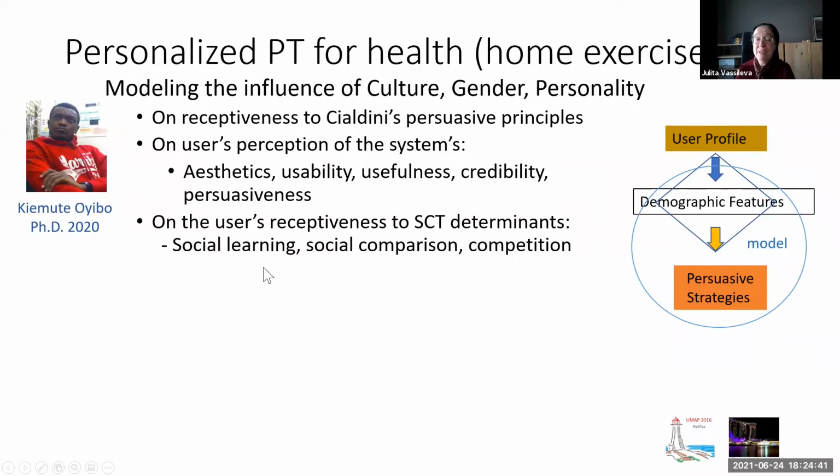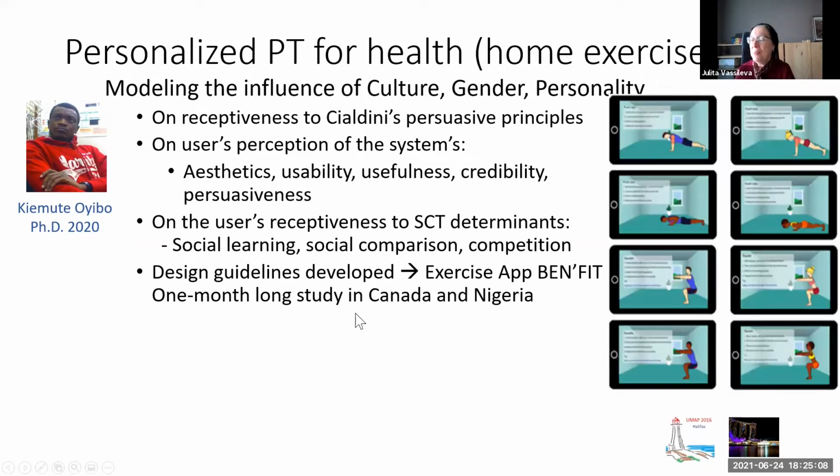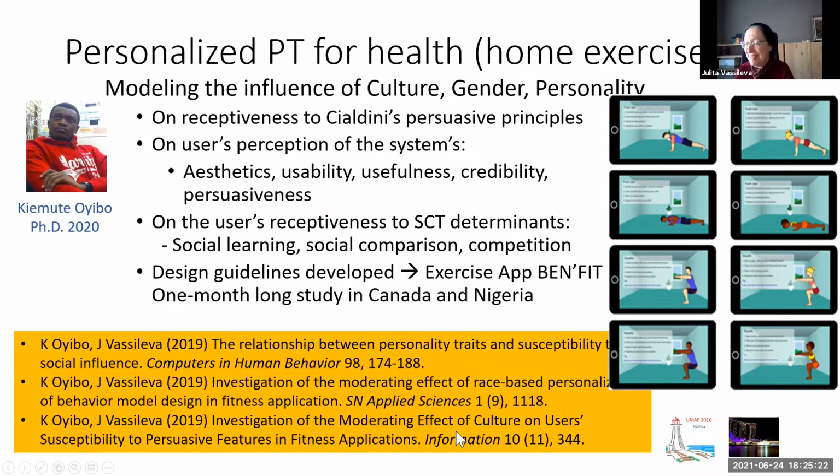So he studied also very different strategies, particularly interested in social strategies influenced by the social cognitive theory, social learning, social comparison, and competition. These are distinct persuasive strategies in the taxonomy of persuasive strategies. As a result of some of the guidelines which he developed in his many papers, he developed a persuasive app for a home-based exercise, and he evaluated it in a Canadian and Nigerian population, and he has published papers also on this. This prototype actually was demoed at the conference and won the best demo award.